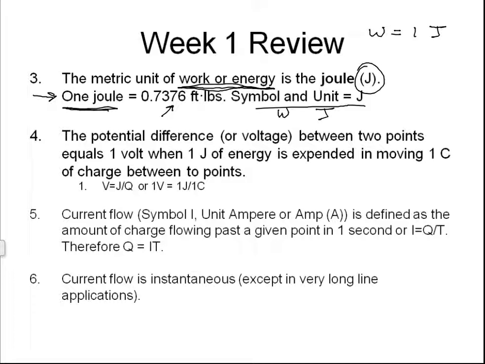Now, the reason that is important is when you have a potential difference between 2 points that has the capability of expending 1 joule of energy. Remember, this is a potential difference. It has the potential to do work. When it has the potential to expend 1 joule of energy moving 1 coulomb of charge between 2 given points, then you have 1 volt.